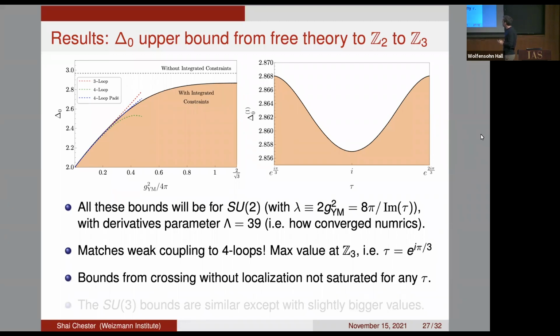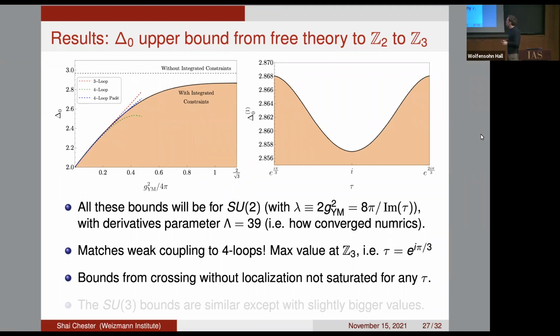Another interesting thing to notice is that we can compare the upper bounds we got from our algorithm, which combined integrated constraints with the bootstrap, to the upper bounds you would have gotten at the same level of bootstrap precision, so at lambda equals 39, but without including integrated constraints. And that's what's given by this horizontal dotted line. You can see that it is strictly weaker than the upper bounds we got with integrated constraints. And so this shows that for the previous bootstrap study from 6 or 7 years ago, none of those upper bounds were being saturated by any physical theory, because those bounds were just strictly weaker than the bounds we're getting now.